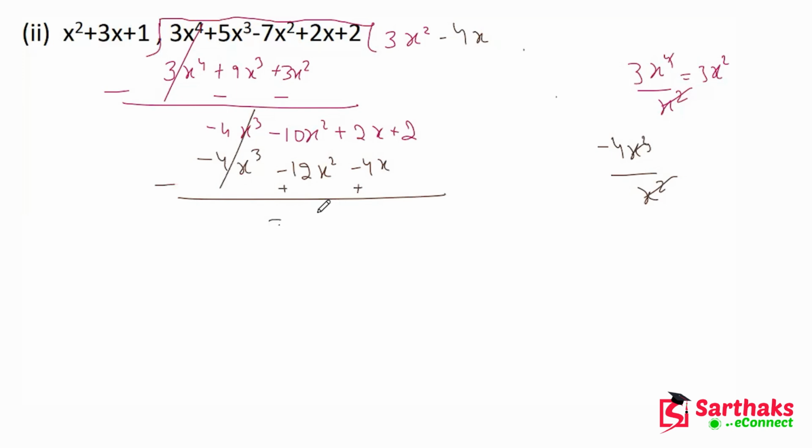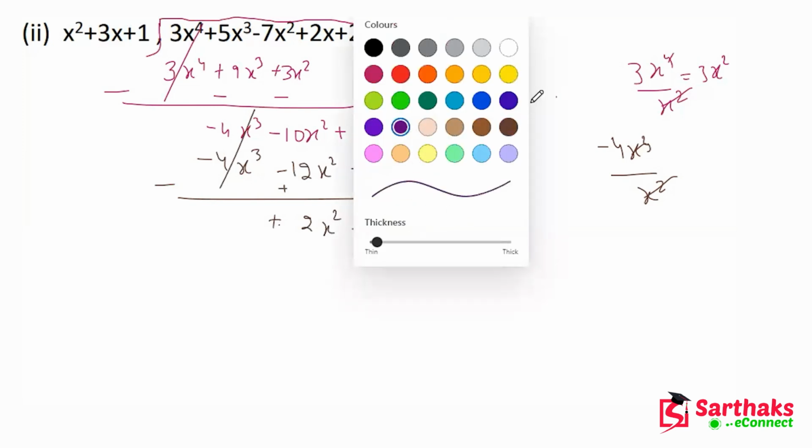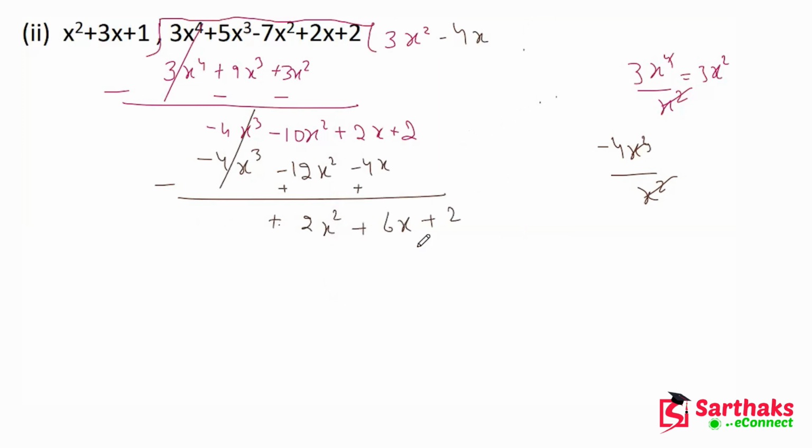and we get what? We get 12 minus 10. This is 2x square. Okay, this is 2x square, and this is plus 6x, and remaining is plus 2. Now what do we have to do? We can do it again.